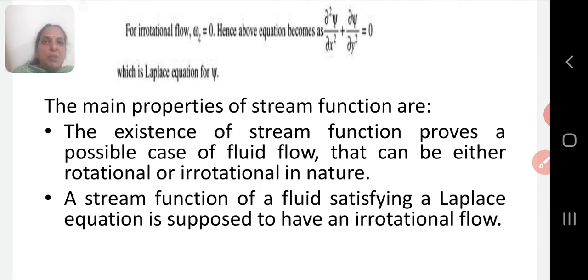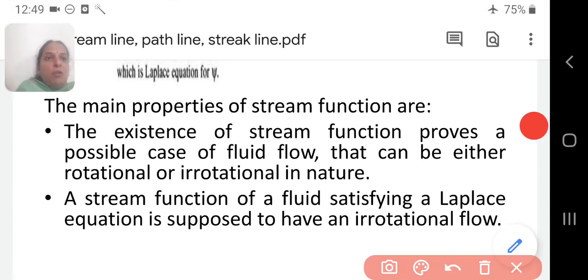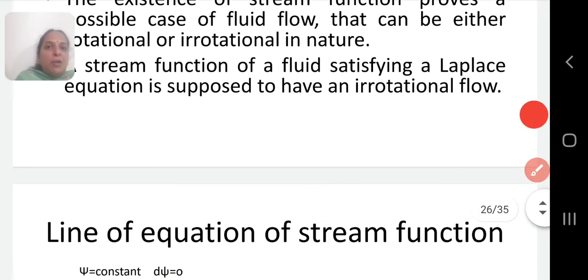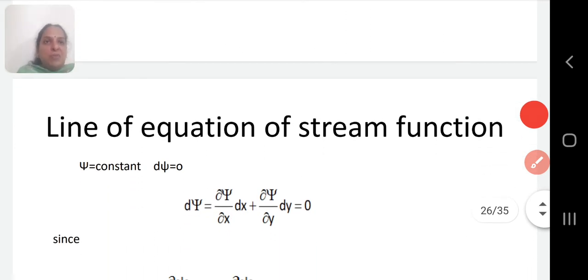It proves a possible case of fluid flow that can either be rotational or irrotational in nature. A stream function of a fluid satisfying the Laplace equation is supposed to have an irrotational flow. So if the stream function satisfies the Laplace equation, then such flow should be an irrotational flow only. Now we are going to see the line equation of the stream function.